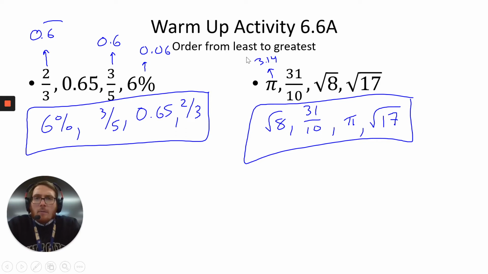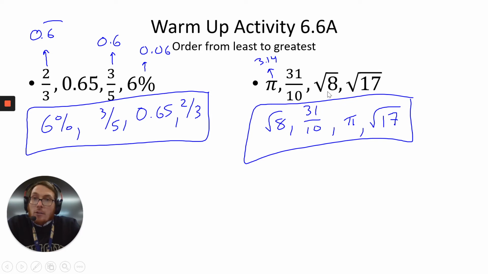The next one has some rational and irrational numbers. Remember, a rational number is one that can be written as a ratio or a fraction, so like 31 over 10 is 3.1. An irrational number cannot be written as a ratio, so pi goes on forever and ever without repeating or ending, so that's why it's irrational. And it's 3.1415, etc. I put 3.14 here because it'll be enough to dictate where it goes.